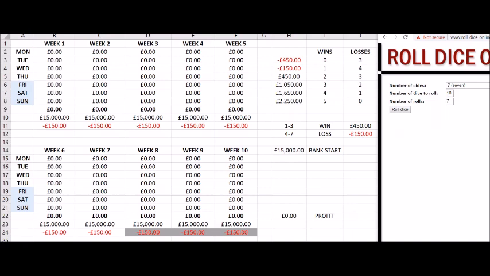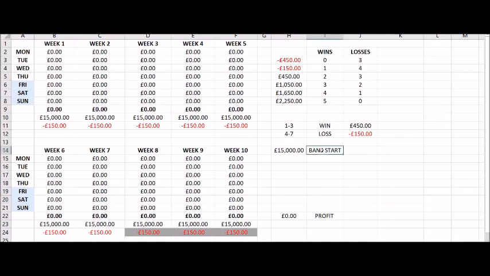So, hopefully you can see the spreadsheet better. I've had to rearrange things to fit on the screen, but I'm hoping you can now see things a lot clearer. Just to re-emphasize, we've got 10 weeks. Weeks 1 to 5 are there, weeks 6 to 10 are there. On the left-hand side, it denotes each particular day of the week that we're going to be doing results for. The starting balance is £15,000.